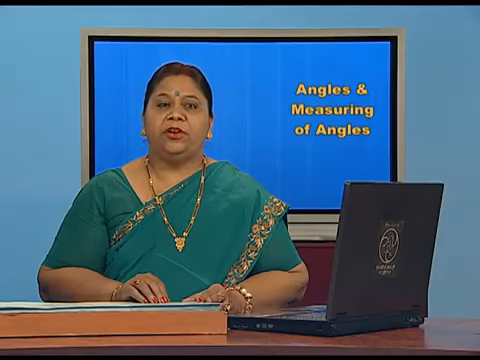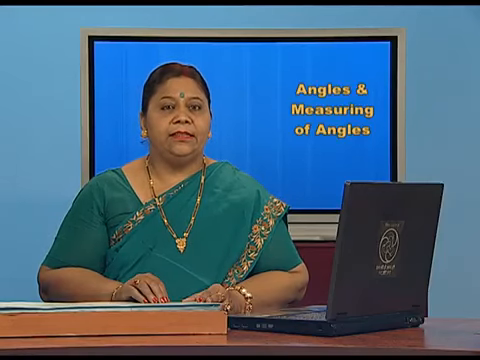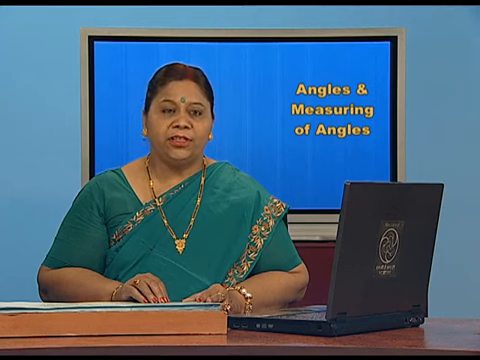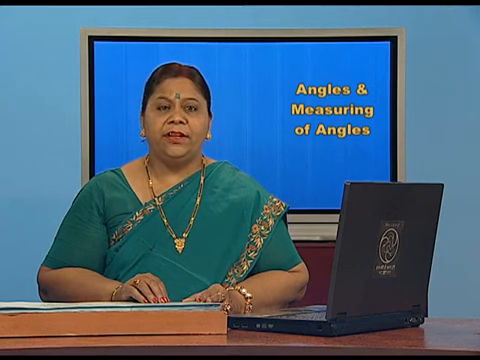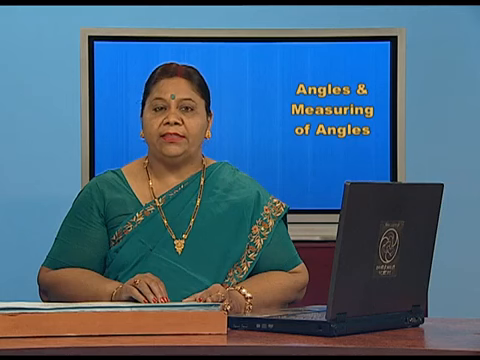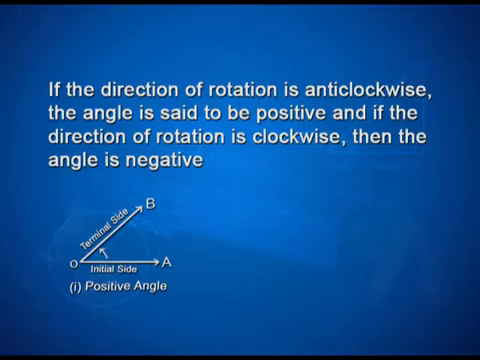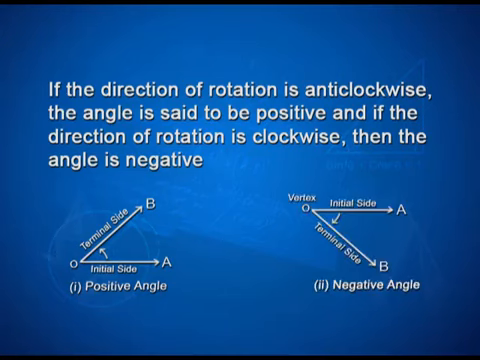If the direction of rotation is anti-clockwise, the angle is said to be positive, and if the direction of rotation is clockwise, then the angle is negative. Look into the figure. Here, when the direction of rotation is anti-clockwise, the angle is taken as positive, and if the direction is clockwise, the angle is negative.